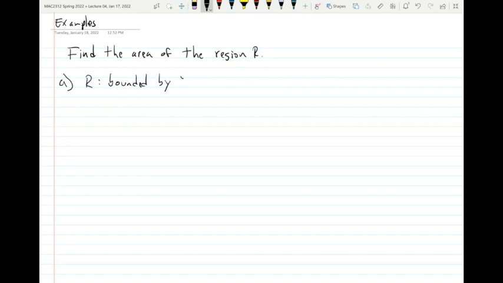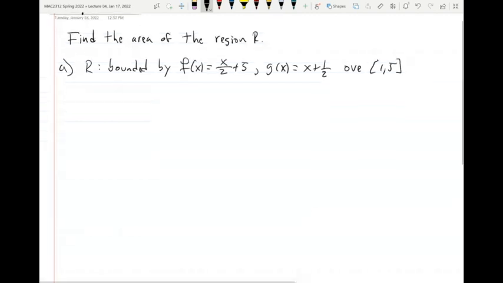by the function f of x equals x over 2 plus 5, and the function g, which is x plus 1/2. This is going to happen over the interval from 1 to 5. Okay. All right. So let's do this to get an example, to have something concrete to talk about.